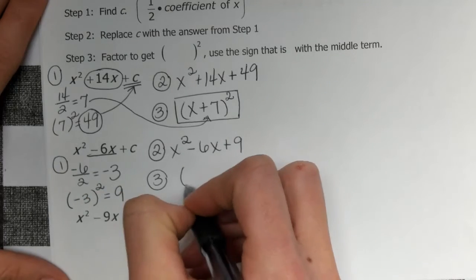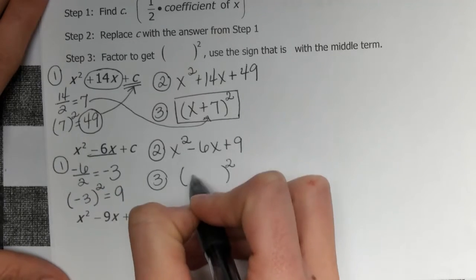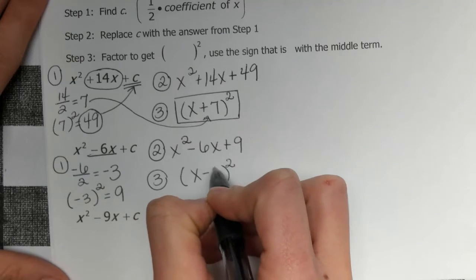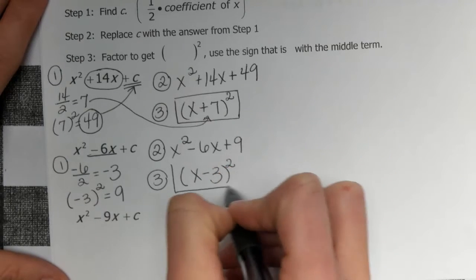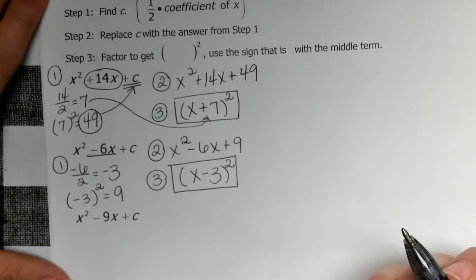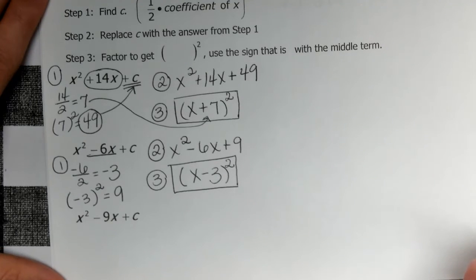And then factored form, I've got my parentheses squared, and it's going to be x minus 3. So x minus 3 squared is factored form for that trinomial. You're good with that? Yeah.